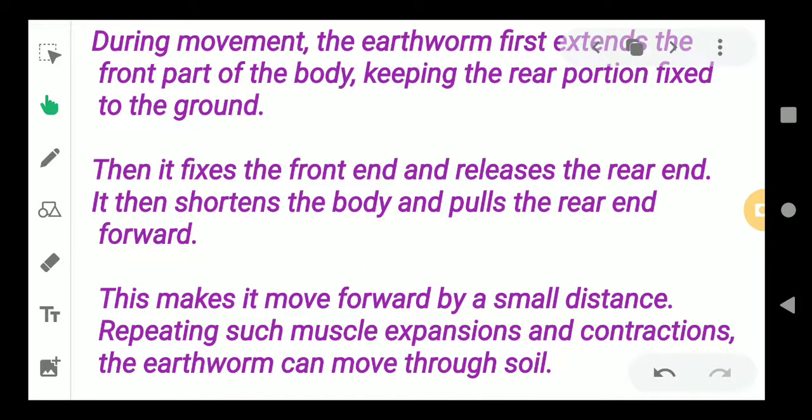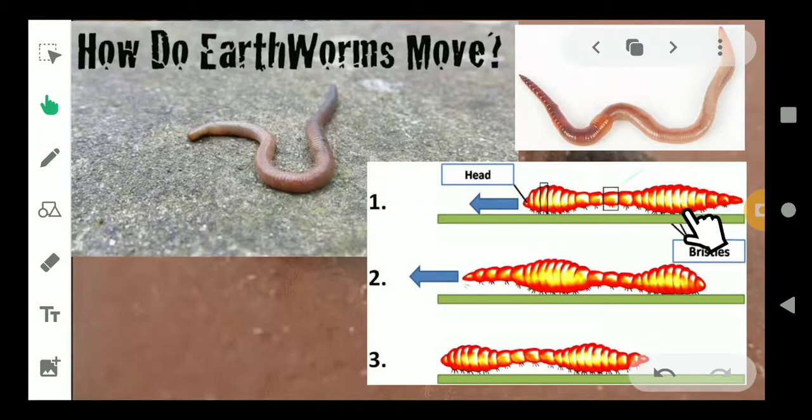Have you seen bristles? Here you can see bristles. Bristles are hair-like structures projecting from the body of the earthworm. They are connected to the muscles and help it have a better grip on the ground. So, locomotion is possible with the help of bristles.